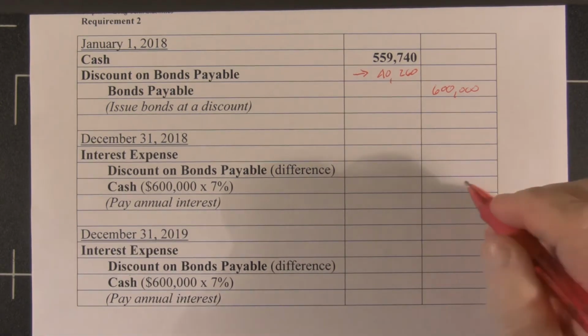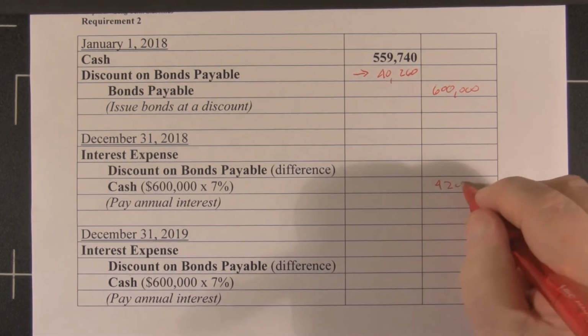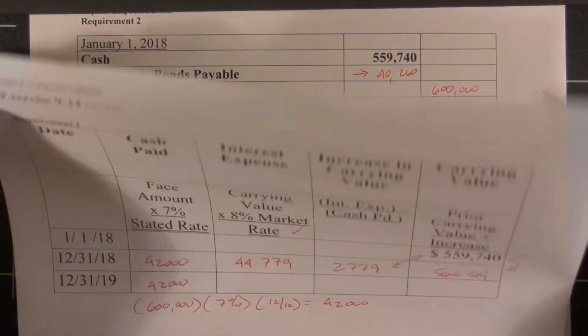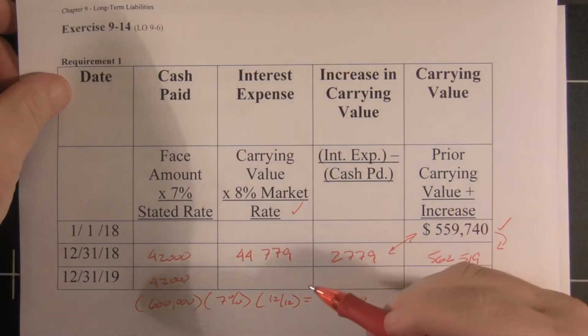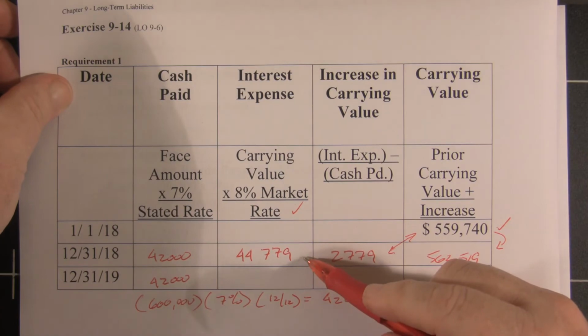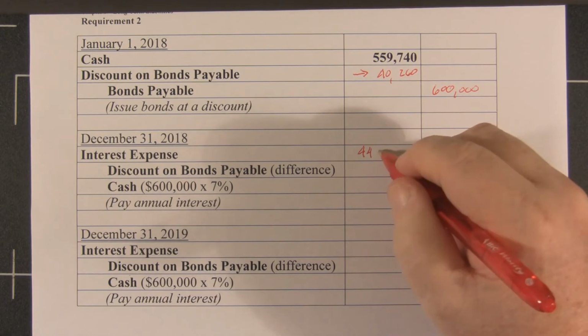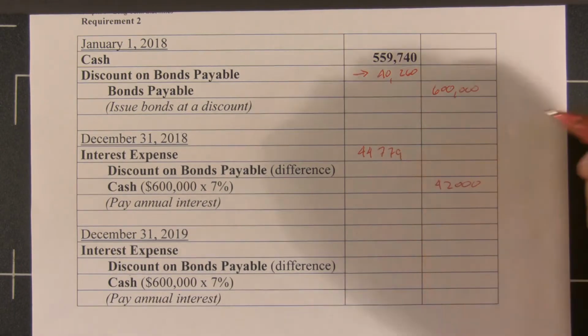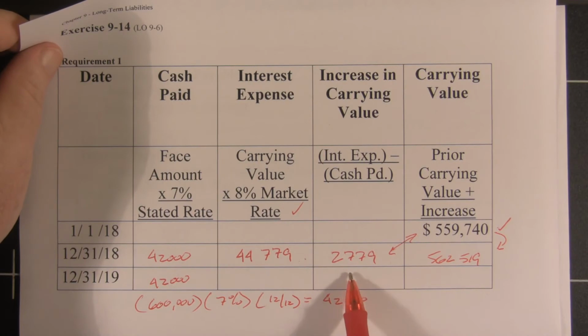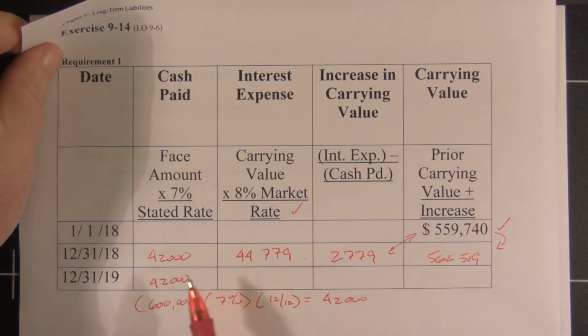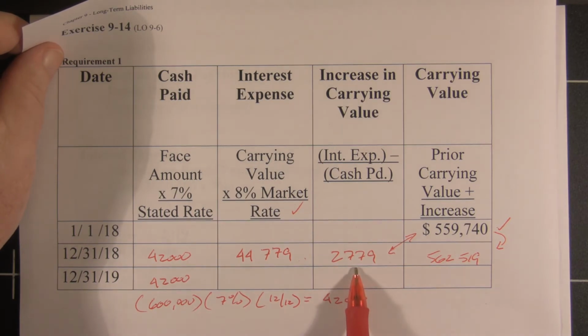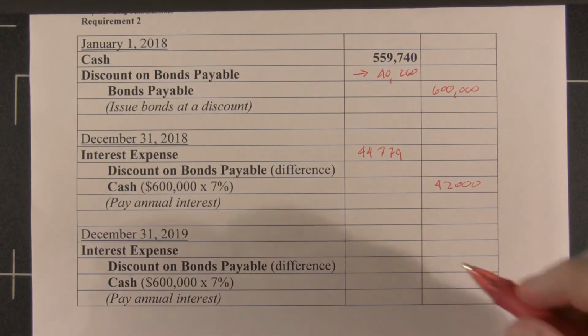So the cash that's going out is $42,000. The actual interest expense is $44,779, and the difference between the interest expense and what we're paying is the amount we're amortizing, and that's $2,779. That's the amount of discount we're amortizing, and that increases the carrying value of the bond.